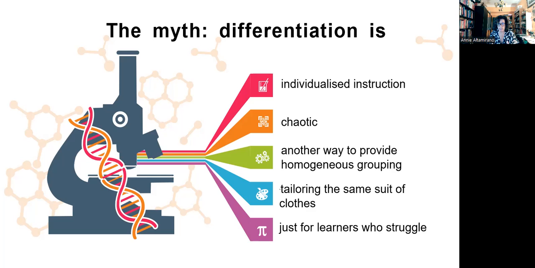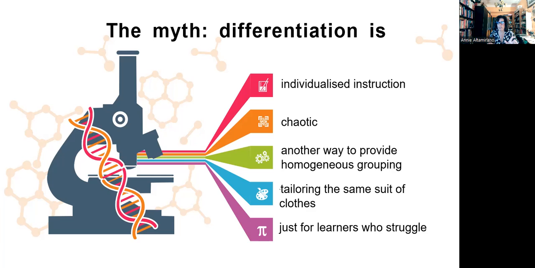Also, it's not chaotic. The fear of losing control in the lesson is a major concern of all of us. But in an effectively organized, differentiated classroom, orderly flexibility is a defining feature. Also, it's not another way to provide homogeneous grouping. Flexible groupings accommodate students who are strong in some areas and weak in others, because the goal is to have students work with a variety of peers and with tasks that are designed to draw on the strengths of all group members and also to shore up the students' areas of needs.